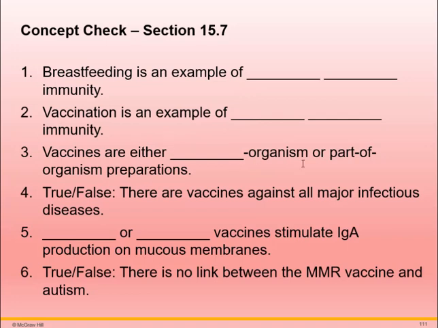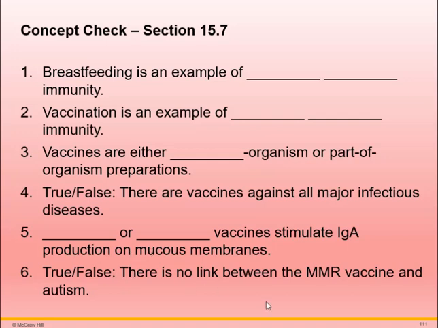So vaccines are either whole organism or part of organism preparations. And true or false, there are vaccines against all major infectious diseases. False. There are not, obviously. Otherwise, we would have defeated all disease. So blank or blank vaccines stimulate IgA production on mucous membranes. I would say those are probably the weakened, attenuated vaccines. Nasal, I'm not sure what blanks they're probably trying to put in here, so that I'm not sure about.